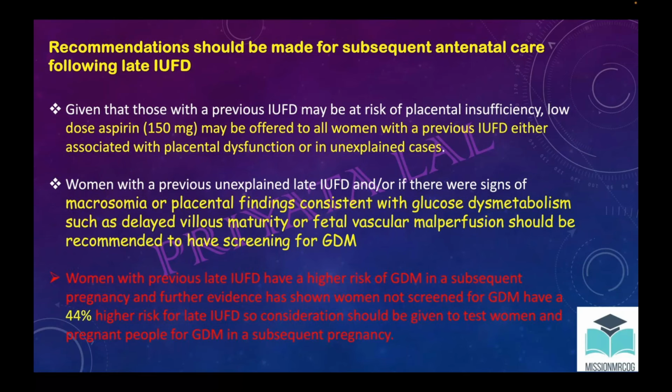In a patient with unexplained late IUFD, where symptoms of macrosomia or placental findings are there, GDM testing should be done in the upcoming pregnancy. And they say, if the woman is not screened, then in the future there is a 44% high risk of late IUFD. So they recommend GDM testing in case of unexplained IUFD in the future pregnancy. So these are the changes, they were not there in the previous guideline. Okay.